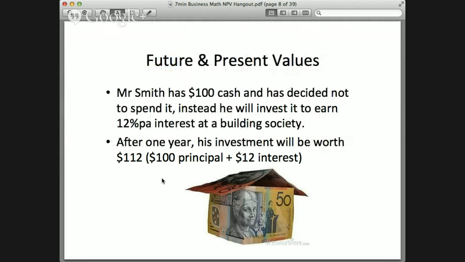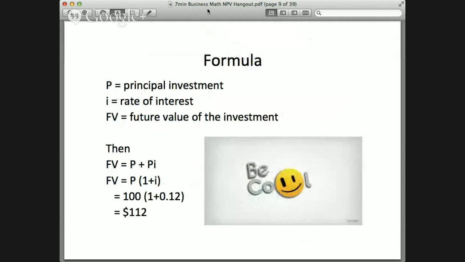Mr. Smith, for example, has $100 cash and has decided not to spend it, and instead he will invest it to earn 12% interest with a building society. After a year, his investment is going to be worth $112. So now, the formula again: the P is the principal investment, how much he's putting in up front. The I is the interest rate, and the FV, of course, is the future value of the investment. So there's the formula: $100 multiplied by 1.12, which includes the interest rate, gives him $112 in 12 months.